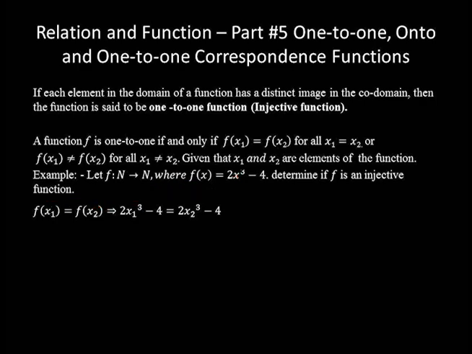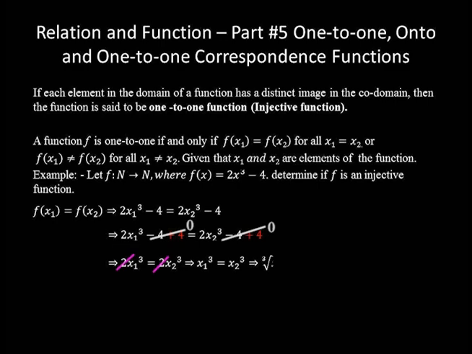To eliminate negative 4 from both sides, we can add the opposite of negative 4, which is positive 4. That's 2x1³ − 4 + 4 = 2x2³ − 4 + 4. The equality holds because we add the same number on both sides. Negative 4 plus 4 is 0. So we have 2x1³ = 2x2³. Cancel the 2 on both sides. Thus, we have x1³ = x2³.